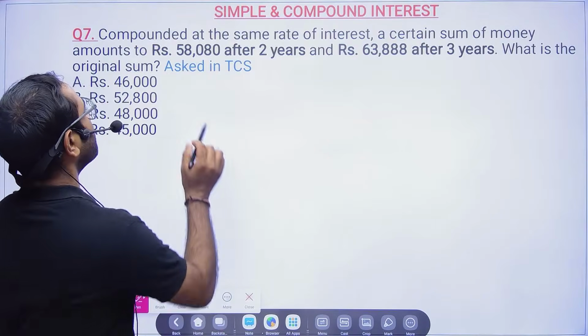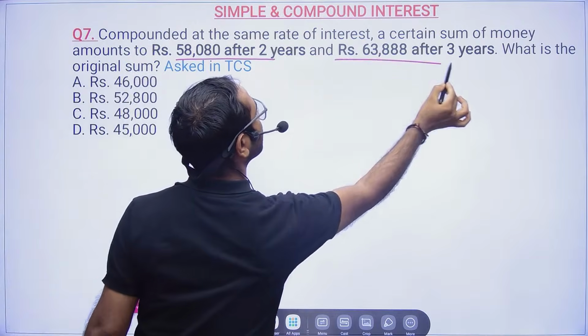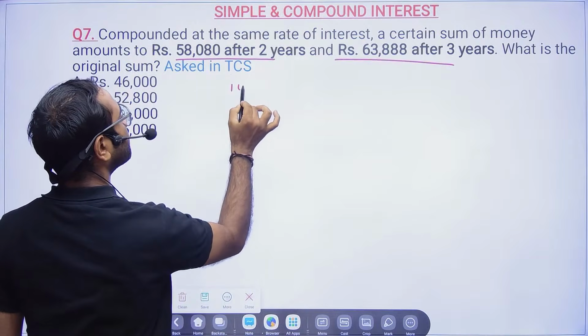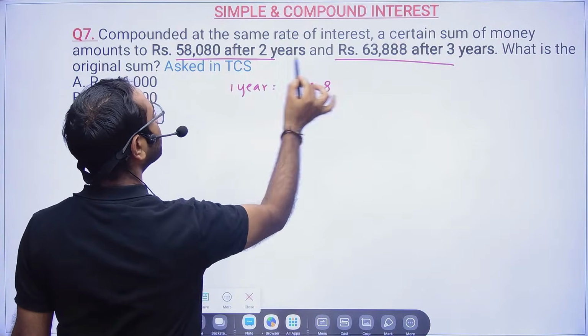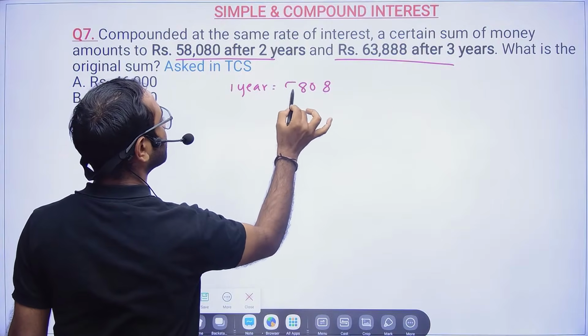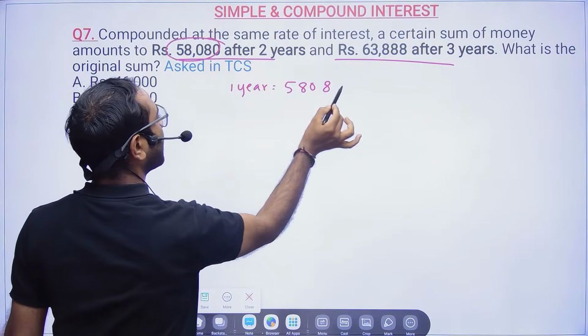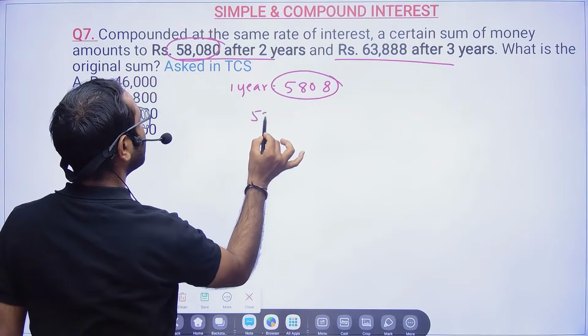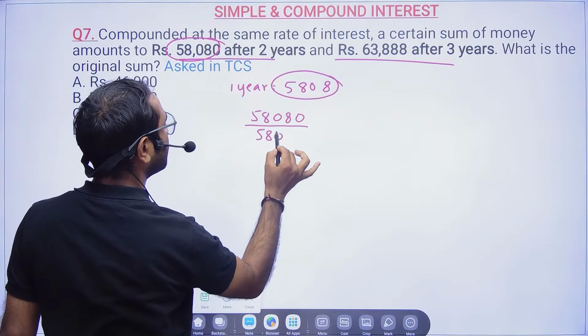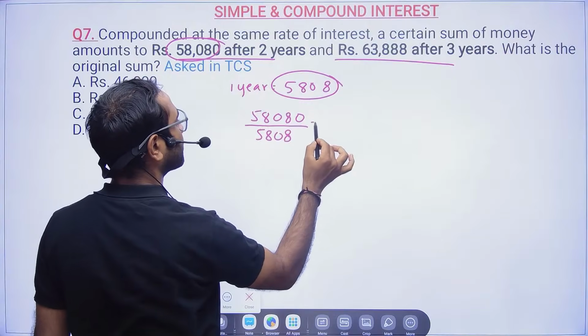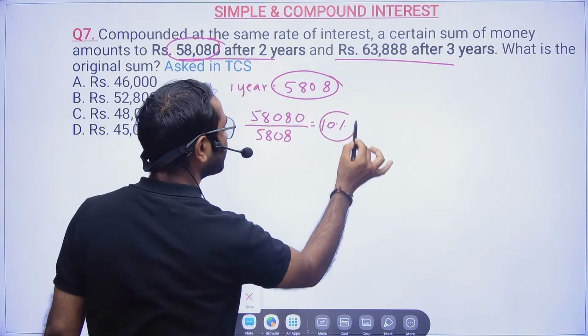This is compound interest, but I know this is 2 years and this is 3 years. So directly, in 1 year my interest will be what? See, your principal is this and your rate is this. 58080, directly I can divide it. So it will be nothing but 10%. Now 10% is the rate.